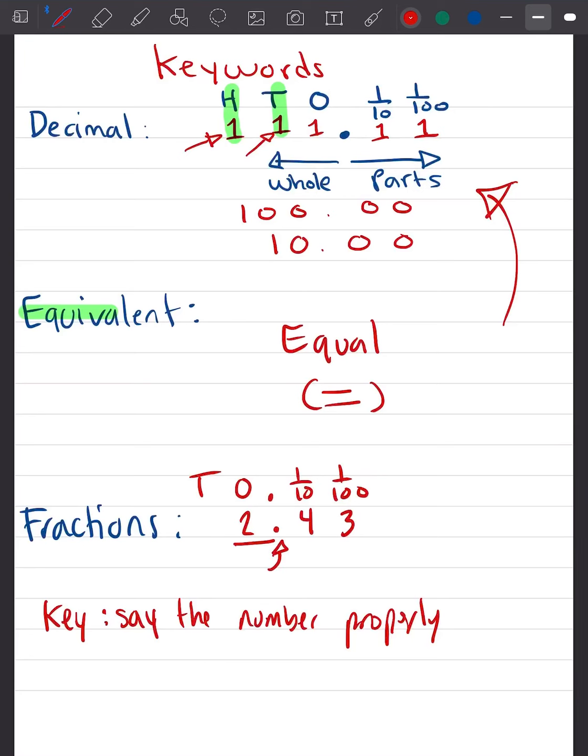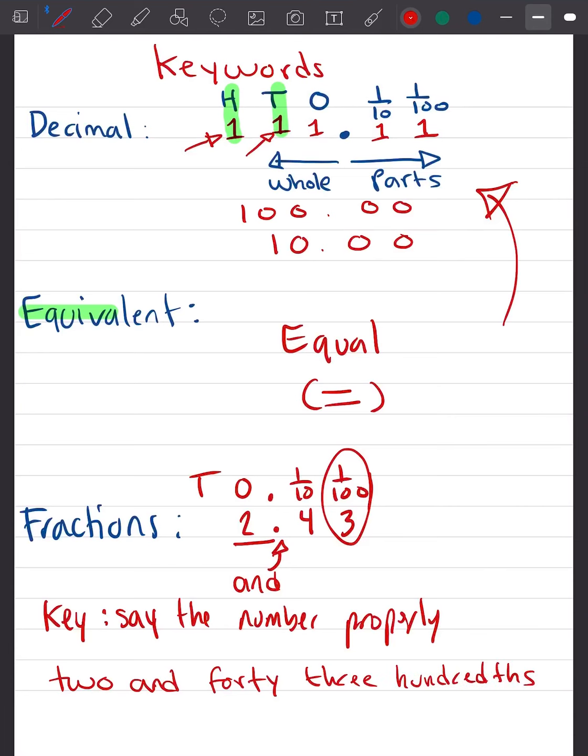2. What is this little guy called? And 2 and 43. Yes, but where did the 43 land? In the hundredths. So this is how we say it, guys. 2 and 43 hundredths. We can even write it down in word form, guys. Watch. 2, the decimal, and 43. Where did it land? Hundredths. So now that we know how to say that number, guys, we can actually turn it into a fraction.